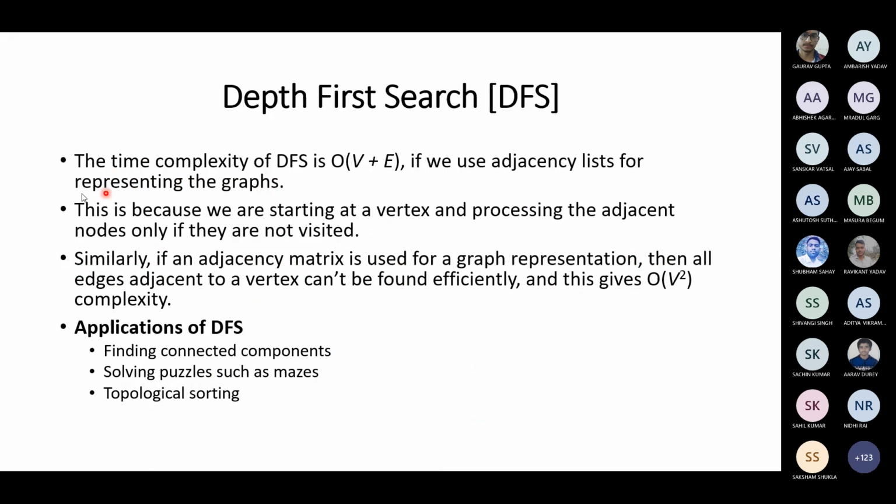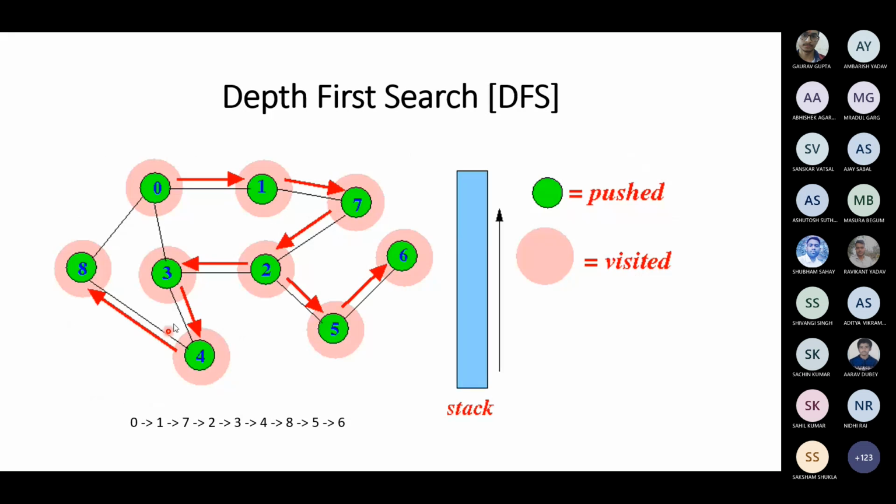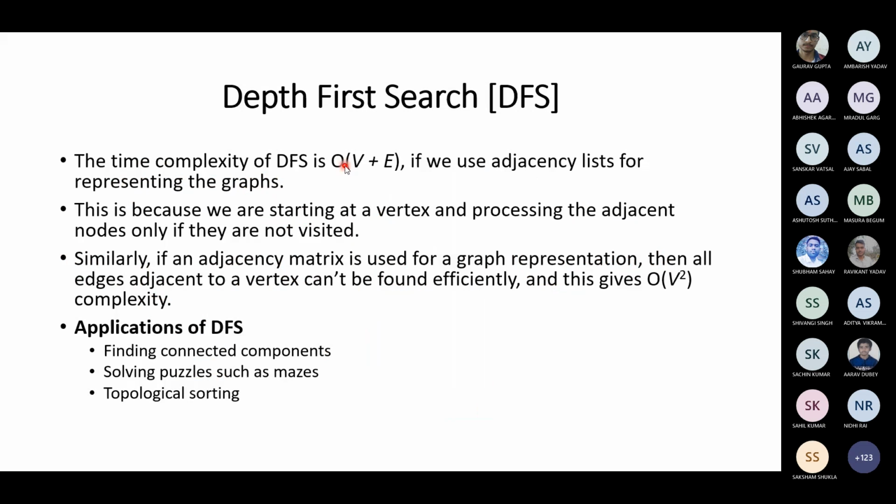The time complexity is, you have to visit all the vertices and all the edges. The complexity will be order of vertices plus edges if you use an adjacency list for representing graphs. And if you are using an adjacency matrix, then it will be order of V square. You have to make sure that every time you visit all the links, so that will be order of V square complexity.